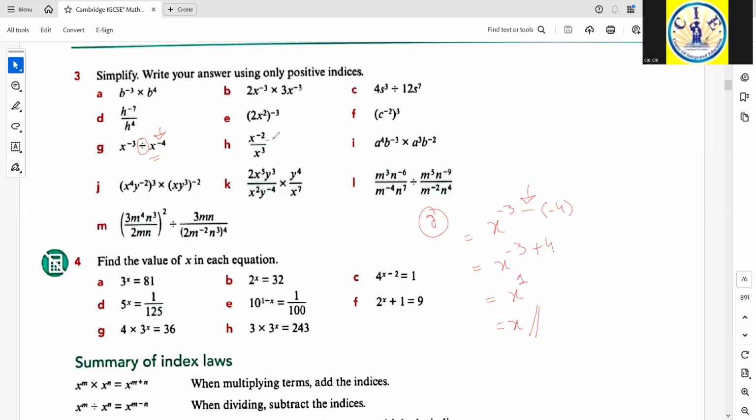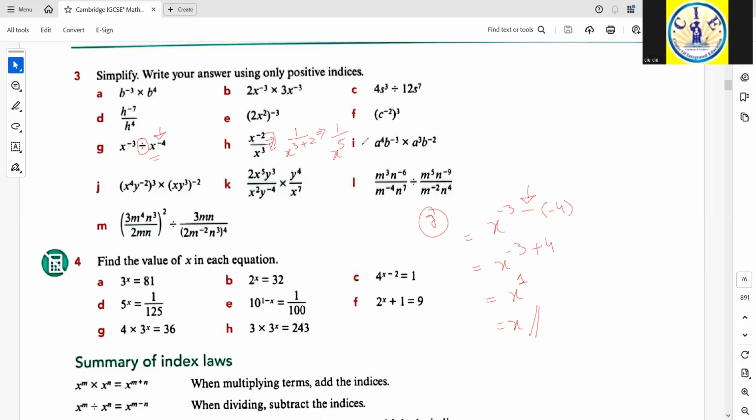For part H, this could be written as 1 divided by x raised to the power 3 plus 2. When we shifted this in the denominator, its power would become positive because of the change of the sign of the index. So this answer is 1 divided by x raised to the power 5.